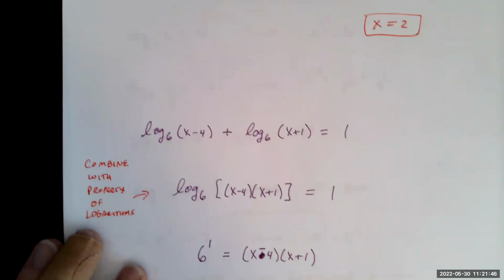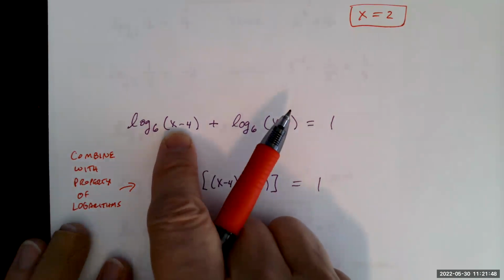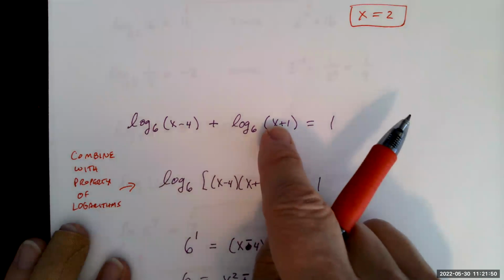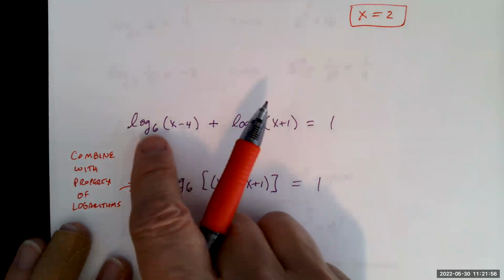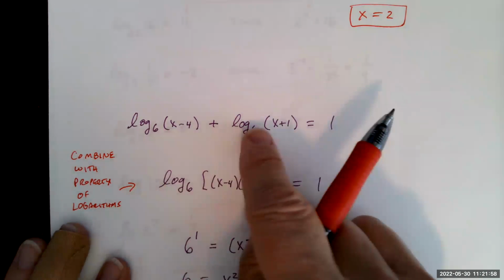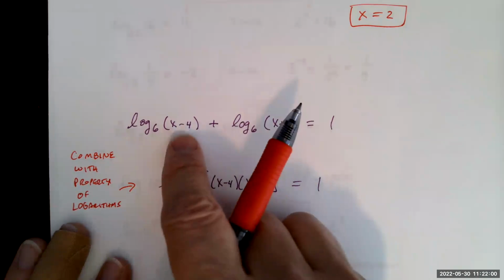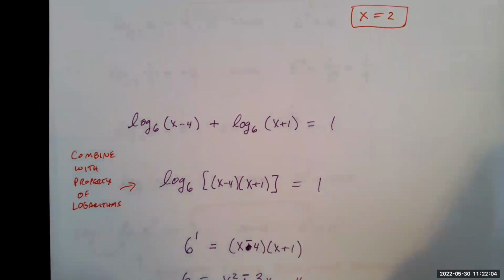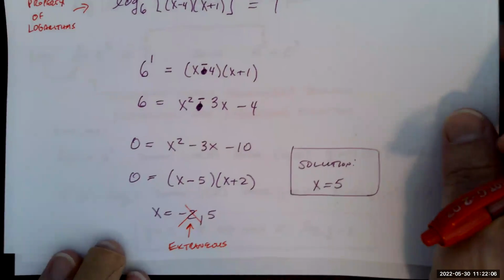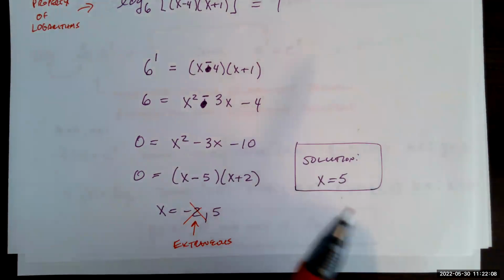The other solution was 5, and that works. So 5 minus 4 is 1. 5 plus 1 is 6. So we can do that. And of course, log base 6 of 1 is 0. Log base 6 of 6 is 1. I get 0 plus 1, which is 1. It satisfies the equation. So the only solution to this equation is x equals 5.